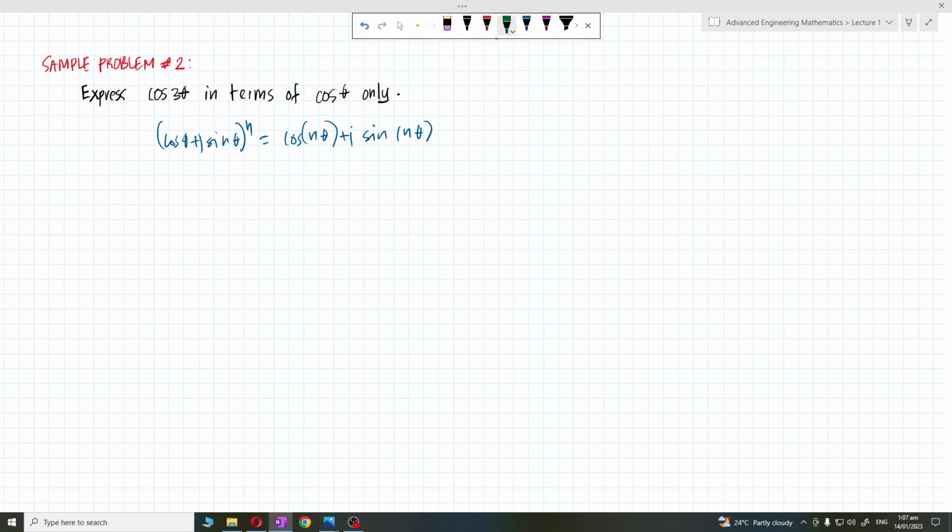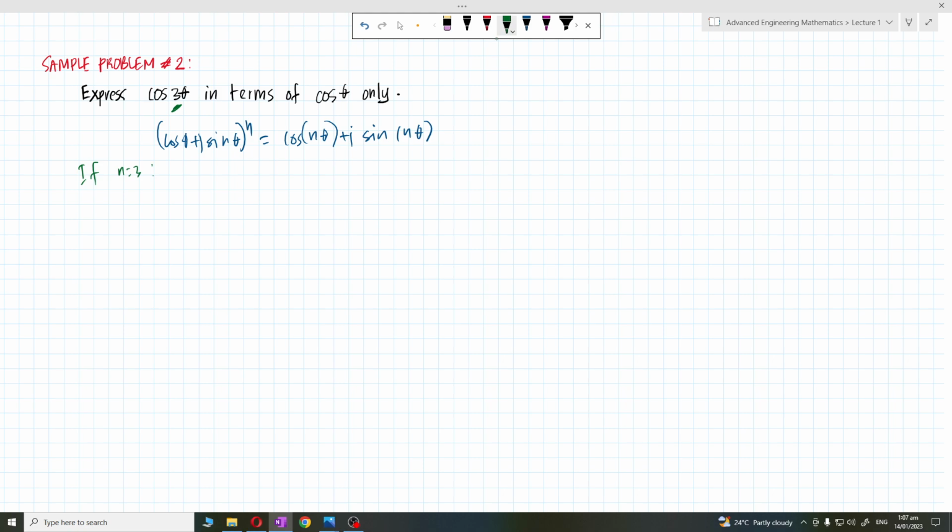Now what if our n is 3? Since the required expression in the problem is the expression for cosine 3 theta, this suggests that we will raise the expression cosine theta plus j sine theta to this number, which is 3.